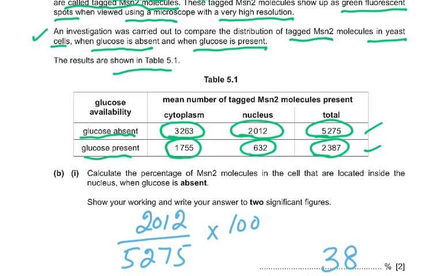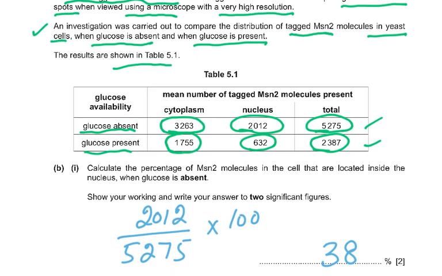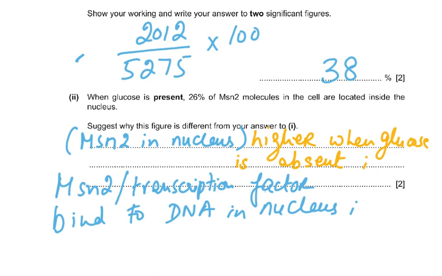Now calculate the percentage of MSN2 molecules in the cell that are located inside the nucleus when glucose is absent. So when glucose is absent, it was 2012. In sum, show your working and write. So we have 2012 over 5275. This is the simple working that we had to do, and this of course comes to 38%.